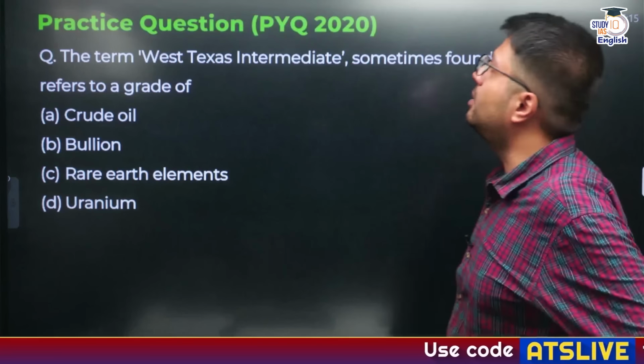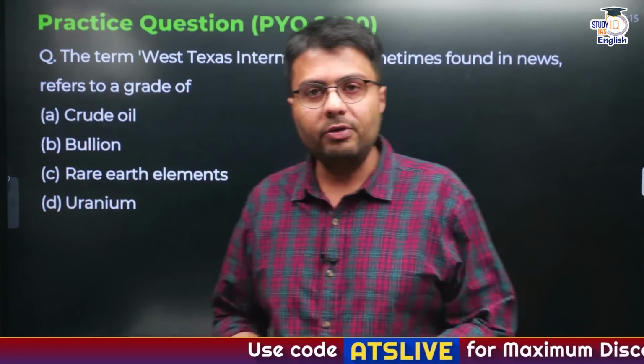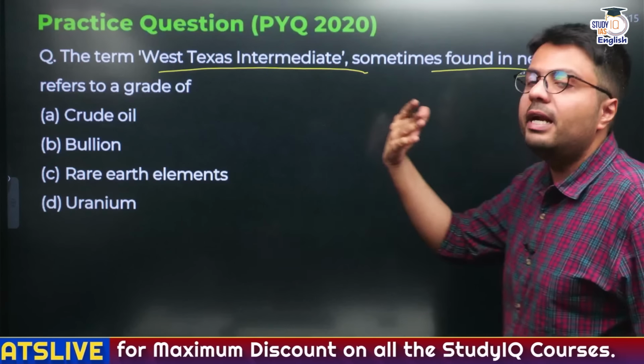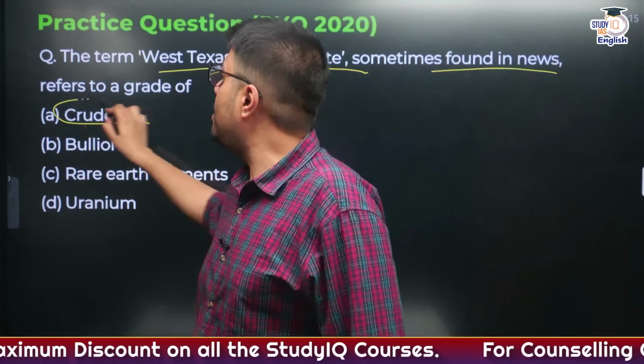Now let us try to solve this question. This question appeared in 2020. The prices of West Texas Intermediate, sometimes seen in the news, is related to what? It is one of the grades of crude oil.